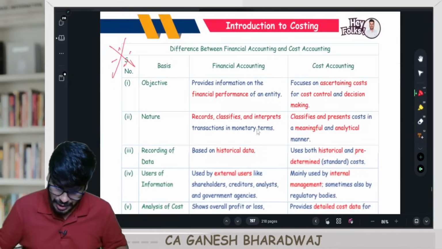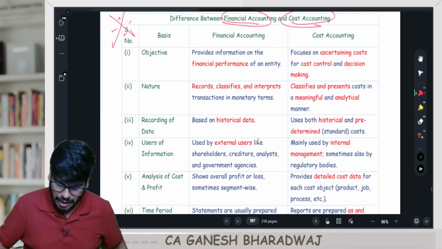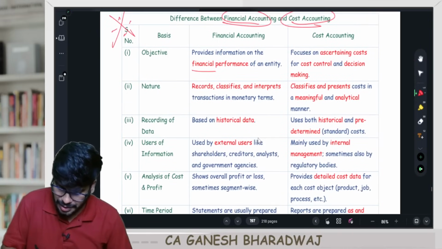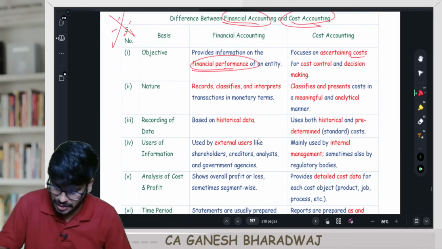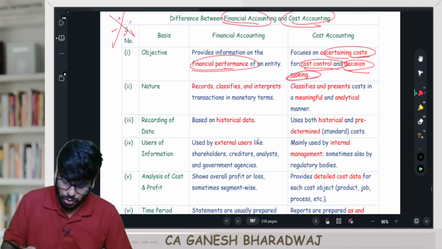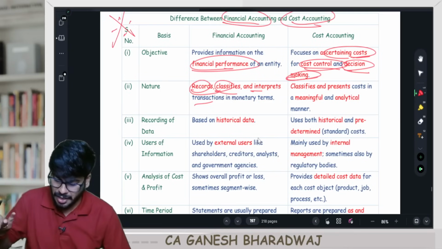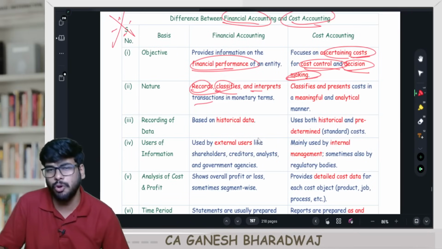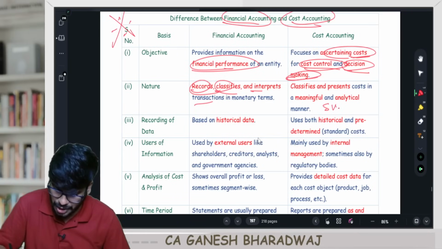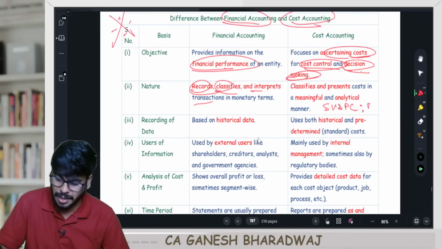Now let's move on to the next one. Difference between financial accounting and cost accounting. Quickly we will do. Here financial accounting deals with your financial performance, whereas this one deals with ascertaining cost, control, decision making, etc. Your financial accounting records, classifies, and interprets the transactions in money, whereas cost accounting is more to do with stock valuation and profit computation. Here they are also taking decision making, control and all.